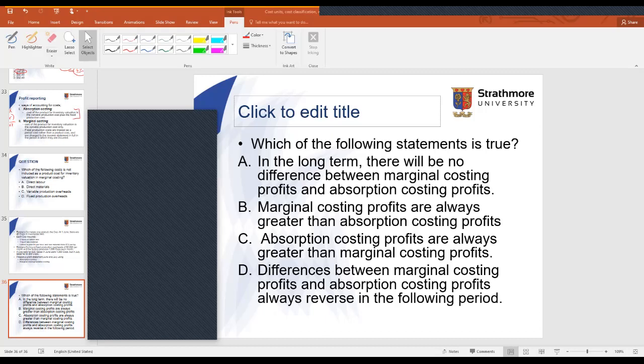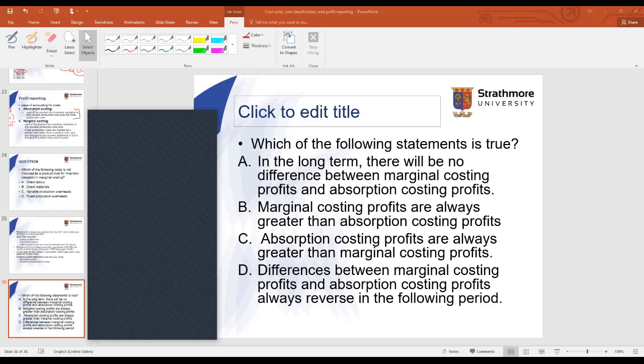Alexander. Marginal costing profits are always greater than absorption costing profits, B. You think it's B? Are you sure about that? They're not always greater, by the way. There could be instances where the reverse occurs, okay? That you're going to have a case where C applies.